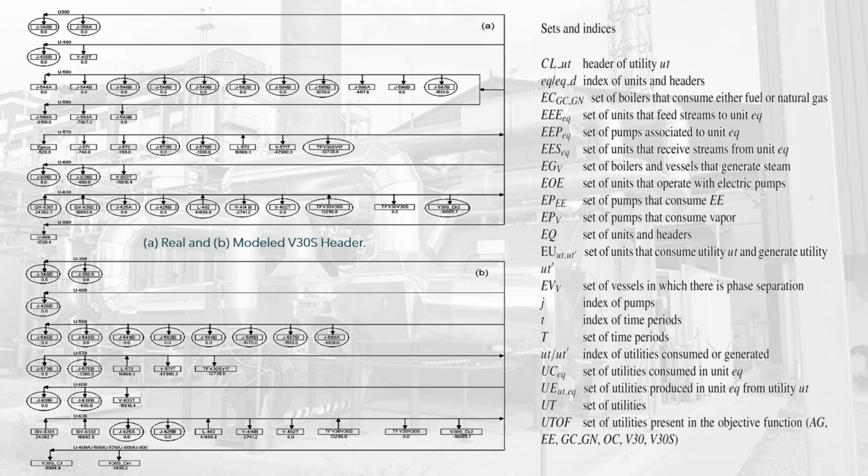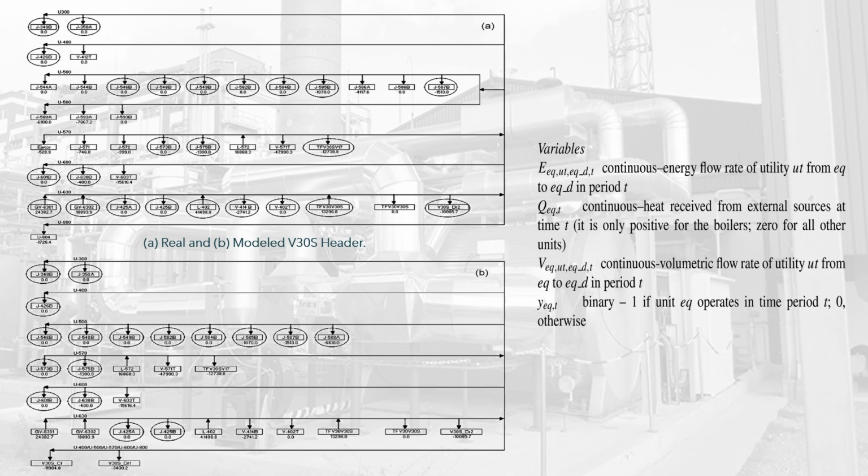An example of the simplifications introduced to represent the headers is shown in the figure. For the case of the V30S network, each unit is represented by a rectangle that contains its identification, and it is associated to the branch that symbolizes the process area to which it belongs. The minus sign under each rectangle indicates V30S consumption, whereas the plus sign denotes its production. Figure 2b shows the modeled system.